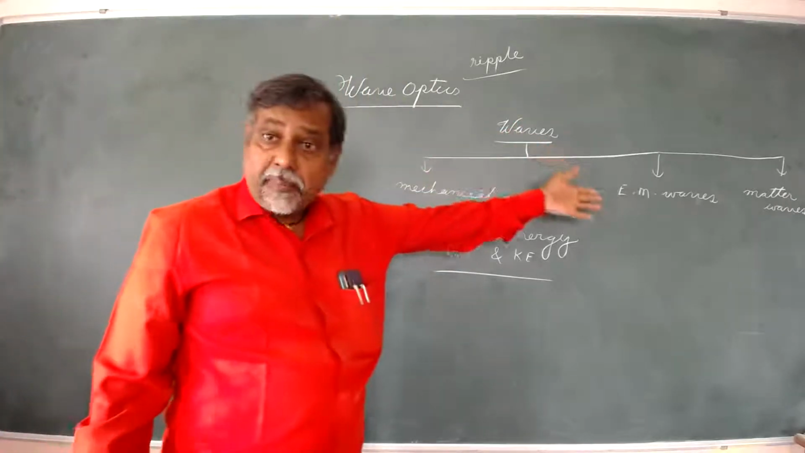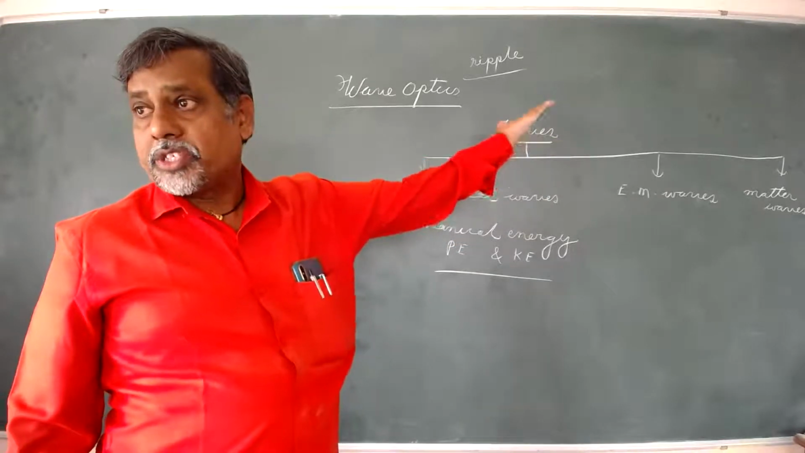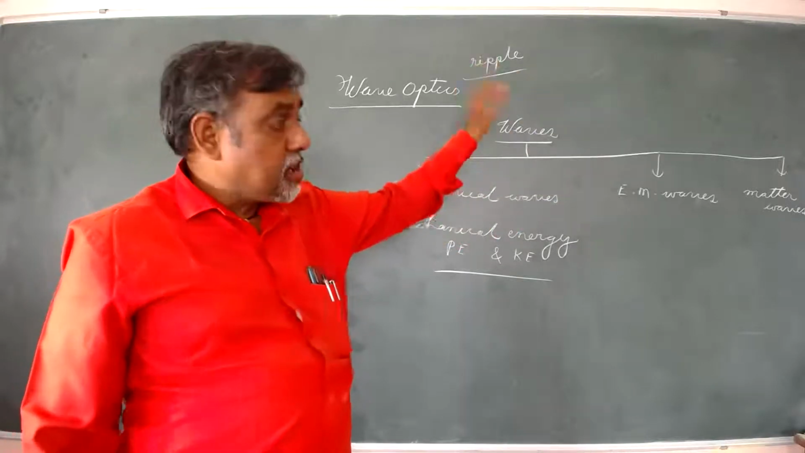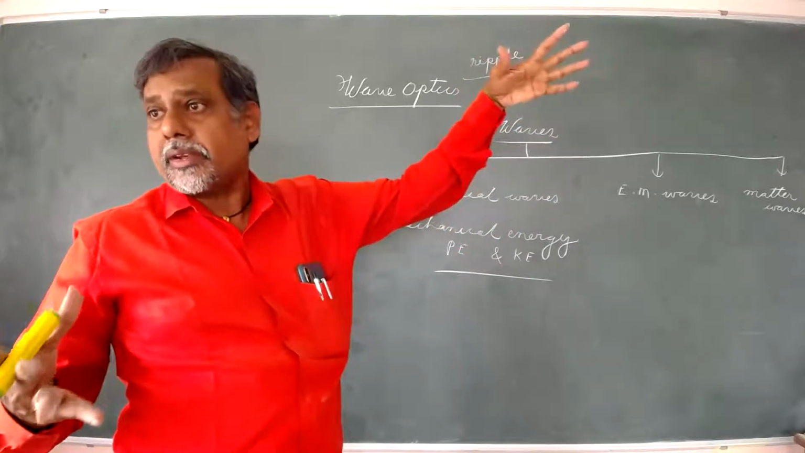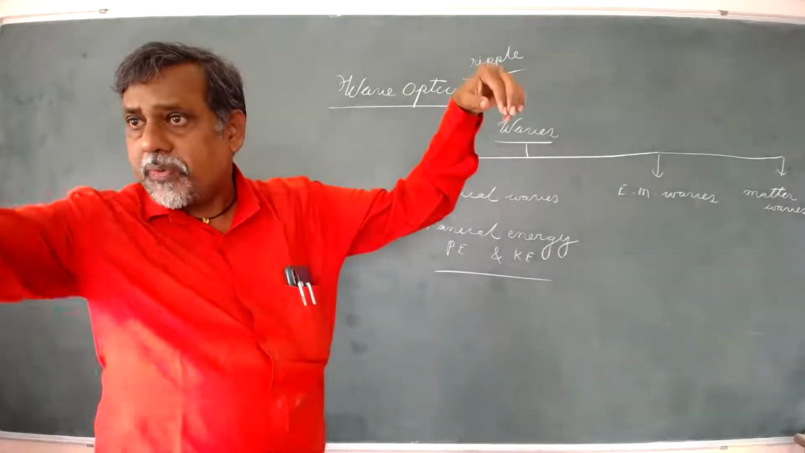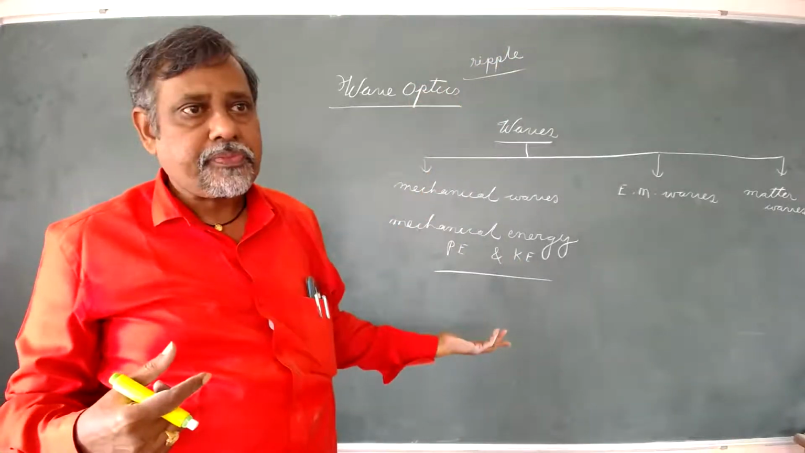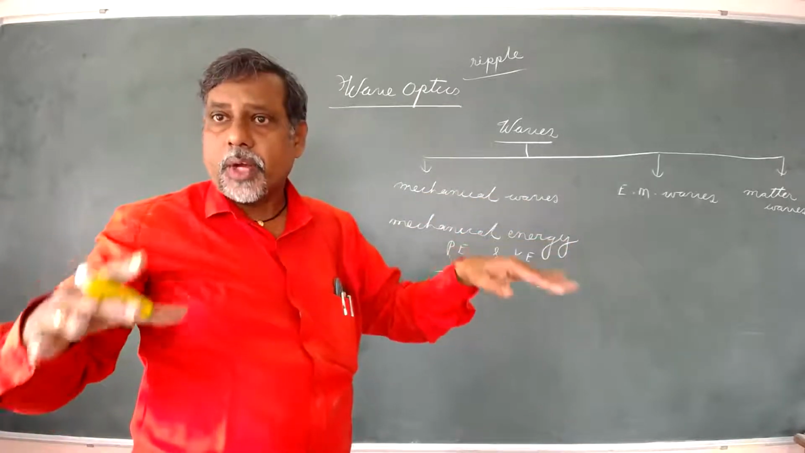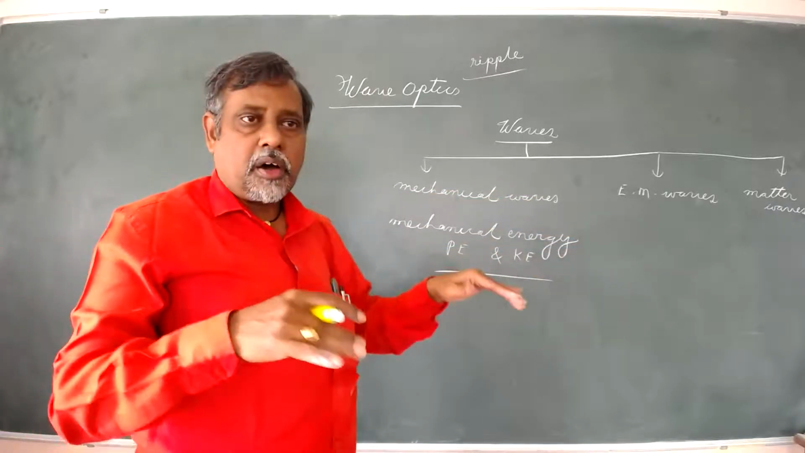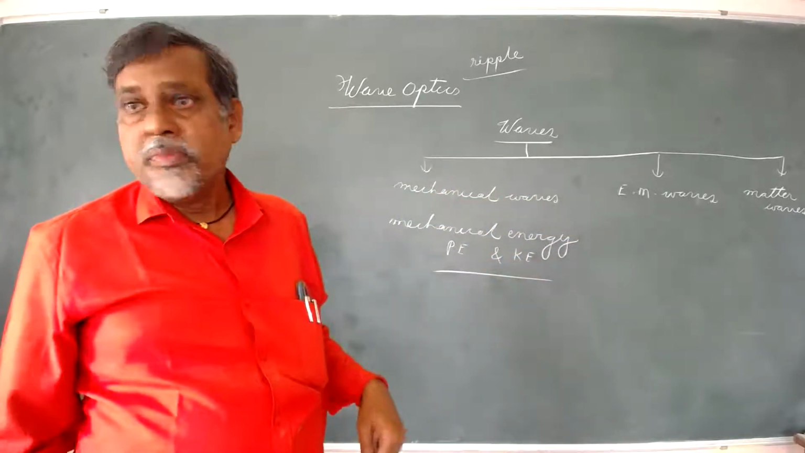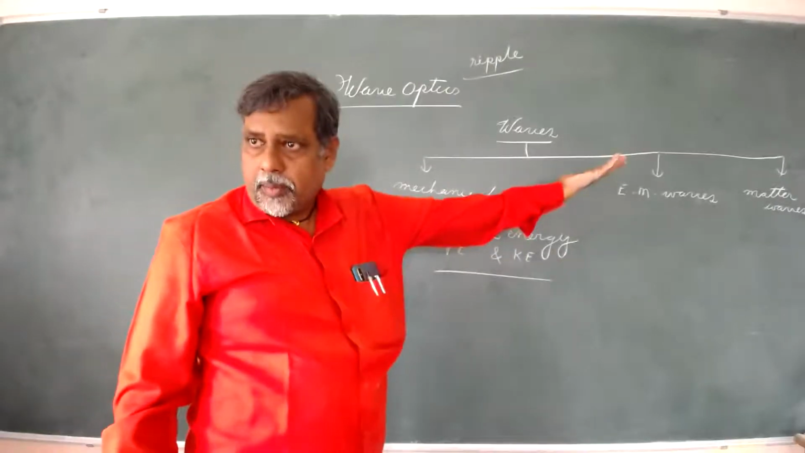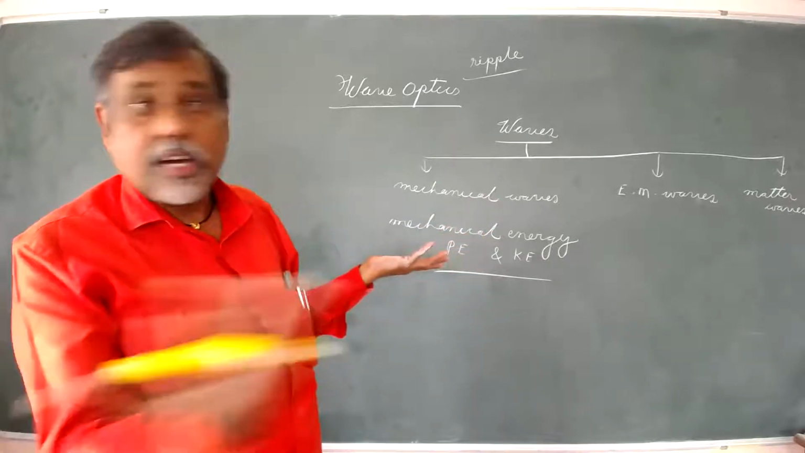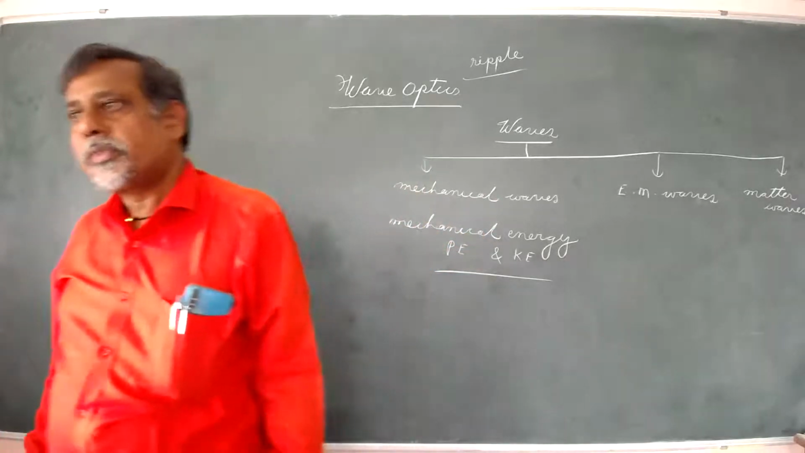Whatever examples I have taken, two examples: one is water, the second is people standing in a queue. In both cases, how is the energy given? Mechanical. In the case of a stone, the stone is falling down: kinetic energy, mechanical energy. So the waves that develop on the surface of water are mechanical waves. And the wave passing among the people when a push is given at the back of the queue is also a mechanical wave.